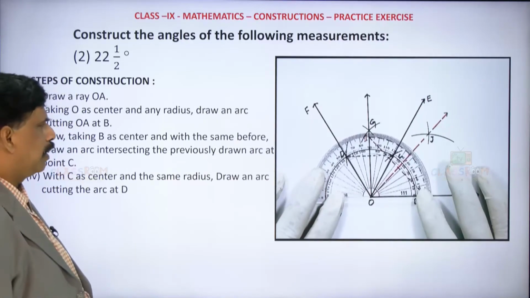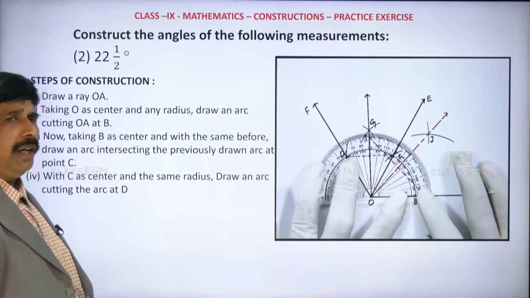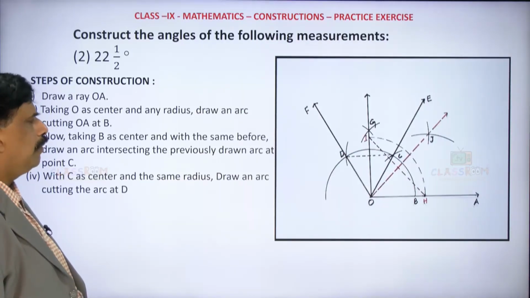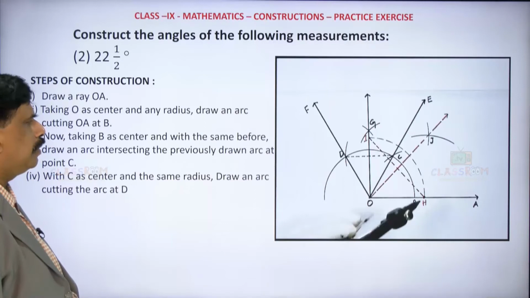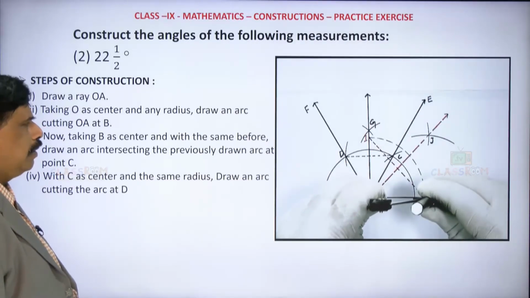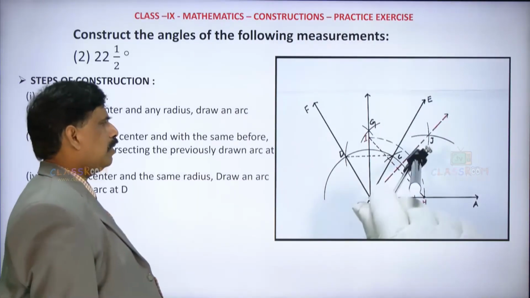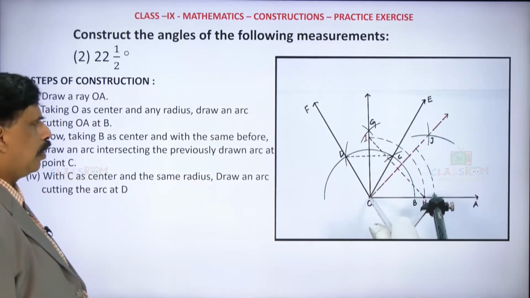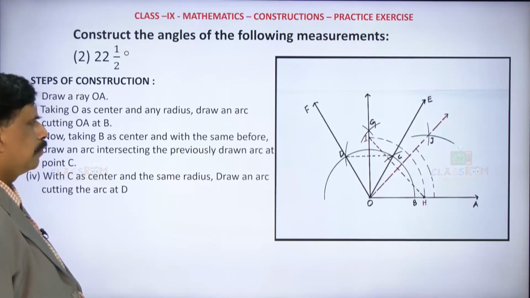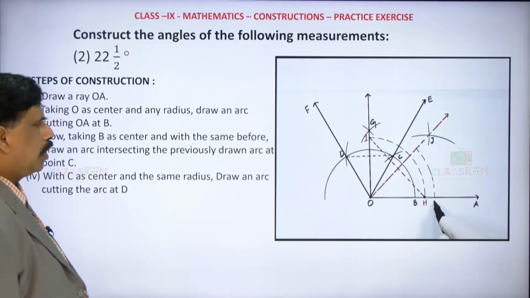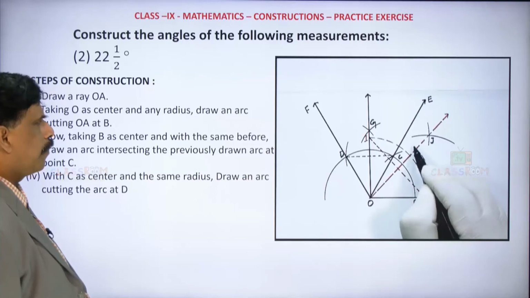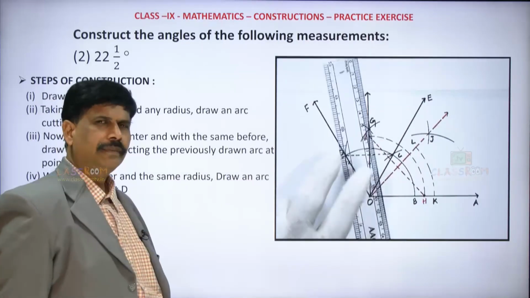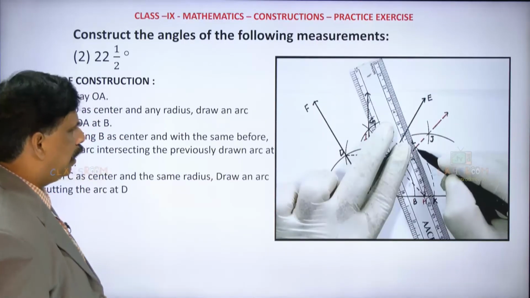You can check it with the protractor. But they wanted 22.5. So how do we get 22.5? Again, take some convenient radius. Draw another arc which cuts OA at K and OJ at L. Now join KL.